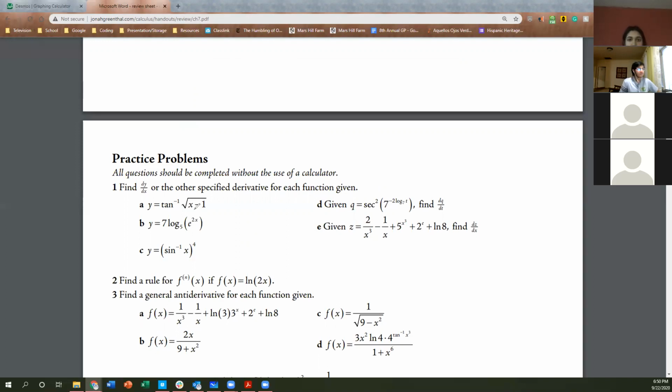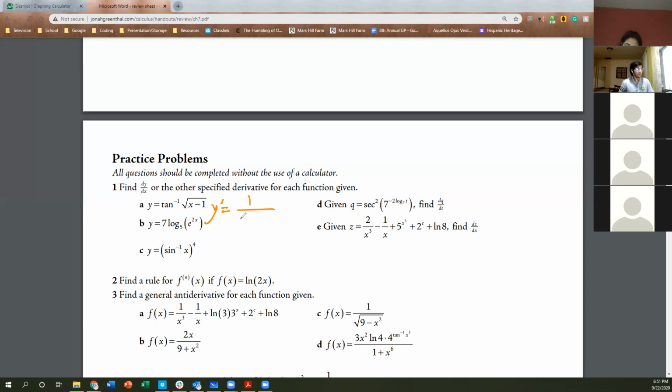Do you guys remember how to do these? If I have y equals tan inverse of root x minus 1, what's the derivative of that? What's y prime? What's the derivative of tan inverse? 1 over 1 plus x squared. It helps me remember. It would be 1 over 1 plus whatever my input is squared. Since it's root of x minus 1 squared, that would just be x minus 1. The minus 1 and the plus 1 go away. So then that's just 1 over x.